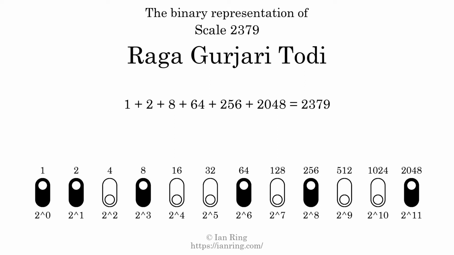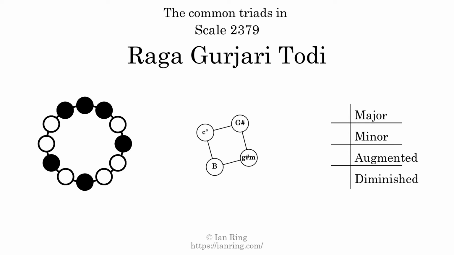2379. The scale number not only enumerates the scale with a unique index, but it also literally describes the tonal content of the scale. Represented as a binary number in base 2, the scale number is 10010101011. Here are the common triads present in this scale.